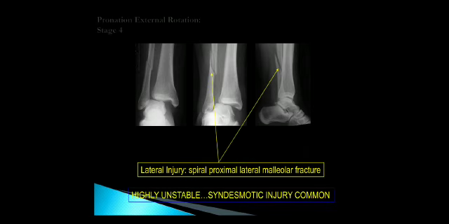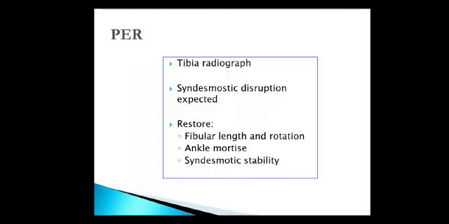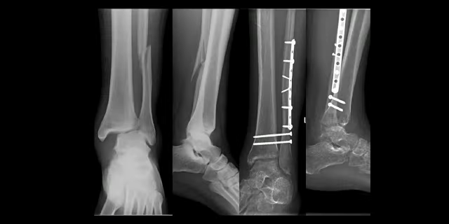It is highly unstable, and syndesmotic injury is very common in this, hence it needs to be operated. Here we can see we have operated and the fibula has been fixed. Those two screws between the tibia and fibula are for the syndesmotic injury, for providing ankle stability.